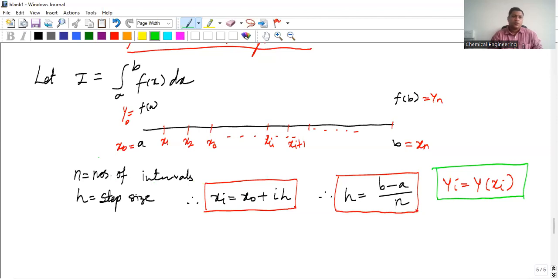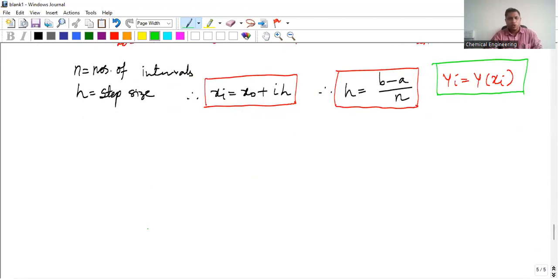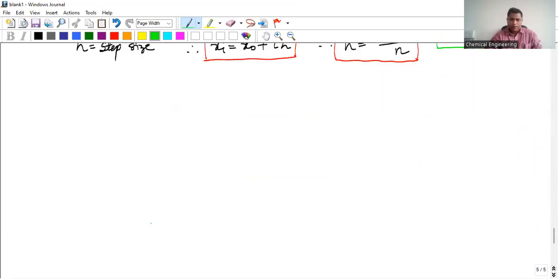Okay, so now we first think of the trapezoidal rule. So what is going to be the trapezoidal rule?